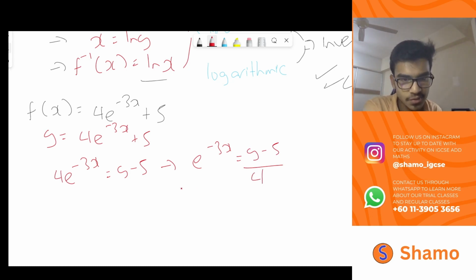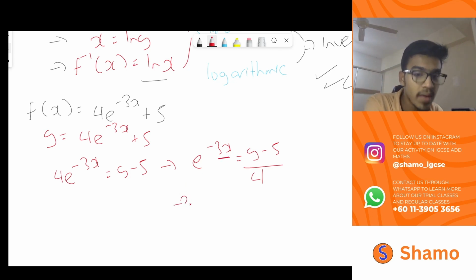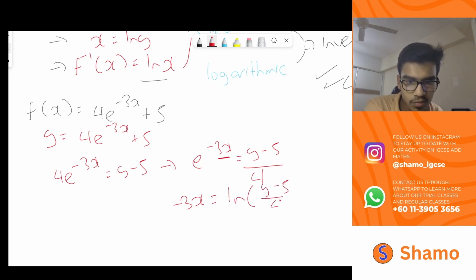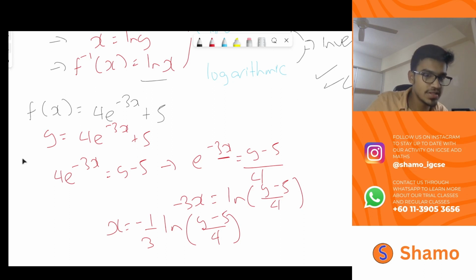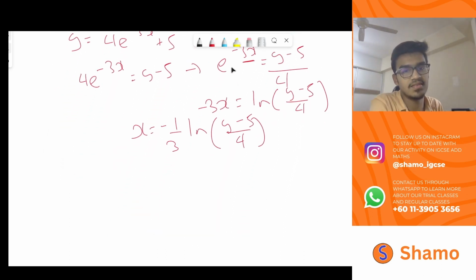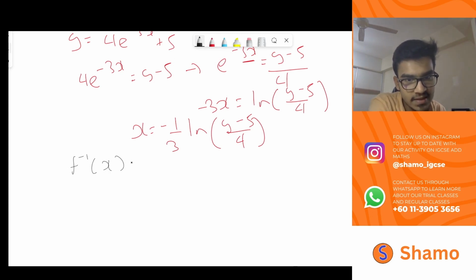Now, if I have to make x the subject, I can't make x the subject directly, but I can make minus 3x the subject. So minus 3x will be equal to ln((y minus 5) over 4). So that means x is equal to negative 1/3 ln((y minus 5) over 4). But is that our inverse function? No, we are very close, but we just have to write it in terms of x. So our final solution would be f inverse of x is equal to negative 1/3 ln((x minus 5) over 4).